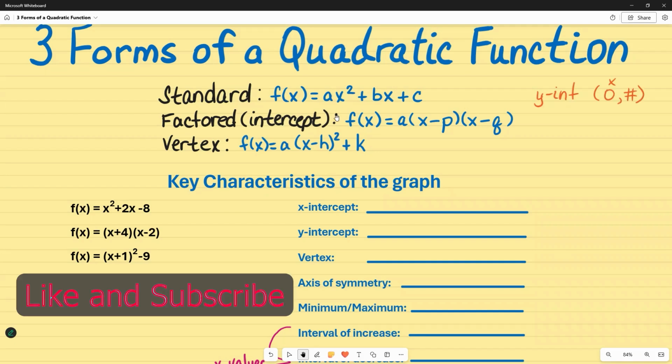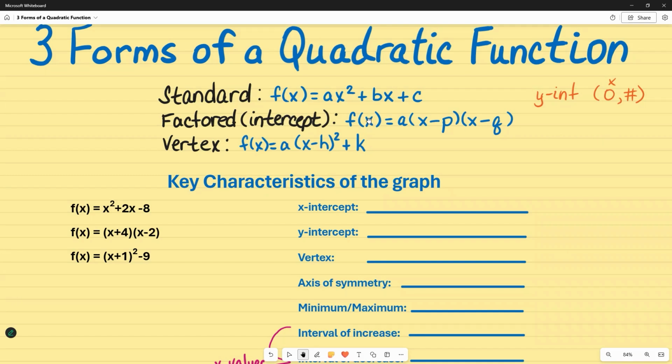So if I wanted to know what my x-intercept would be, I would look at my factored or intercept form, because what that means is I have to have a 0 in the place of y. So I would just set each one of my factors equal to this 0 and solve for x. And then with the vertex form, I could just look for h, k, which is my vertex.